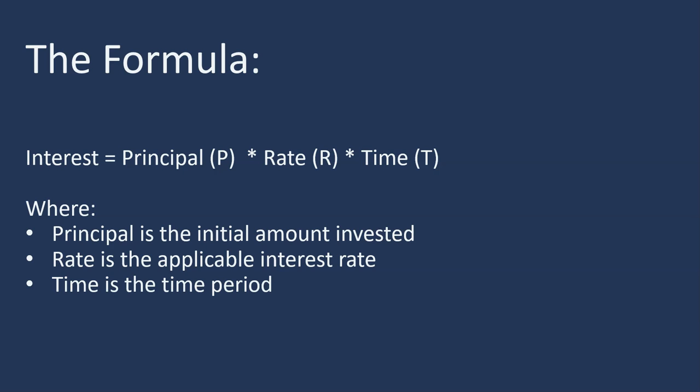And T is the time period. Now, as we just mentioned, the time period could be something other than a year. So if the interest rate is stated in years, then our time that we're multiplying by should also be stated in years. And that may require a conversion, which I will show you how to do in the next slide.